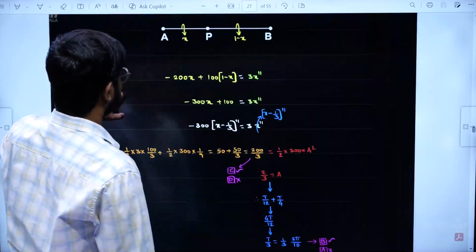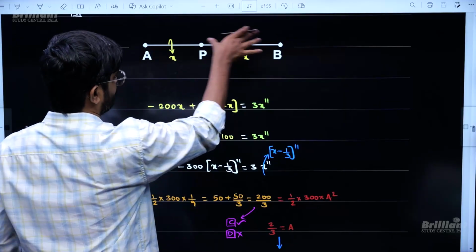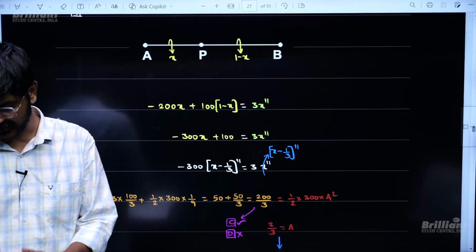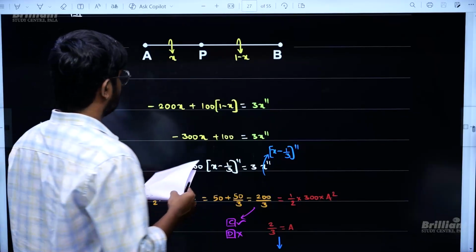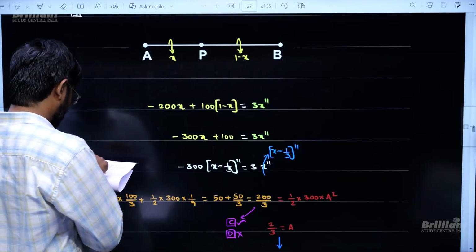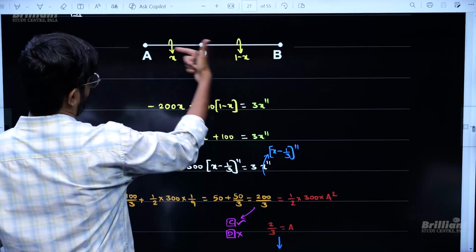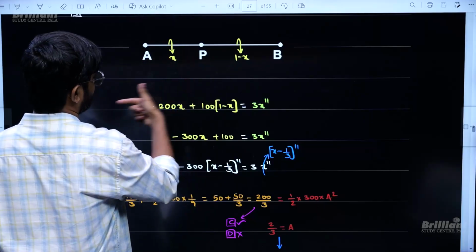So let me say that location is x. If this location is x, at a distance x, total length is 1. So this is going to be 1 minus x, and according to the given information in the question, force is 200 times PA in the direction of PA bar. So force is in this direction. So when the particle went from here to here, force is in this direction.